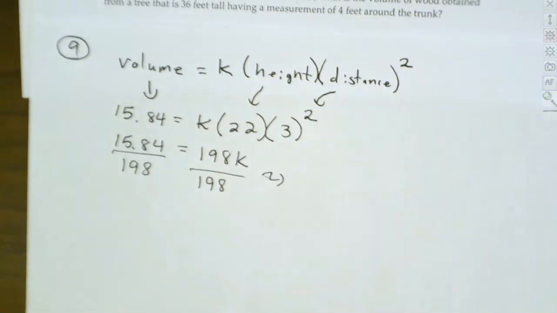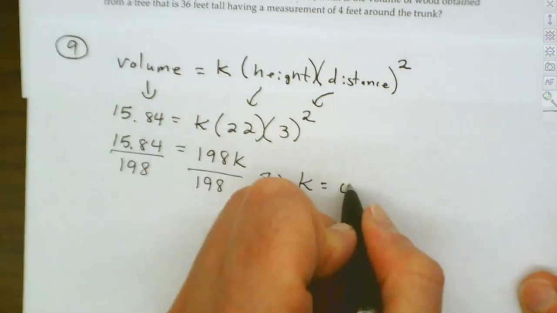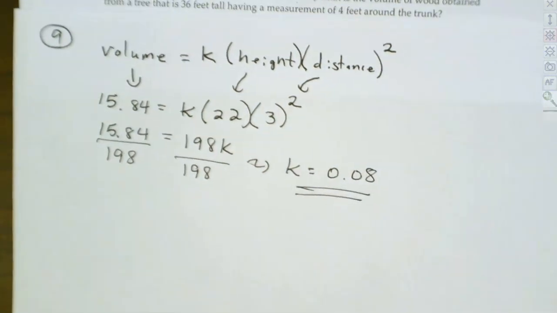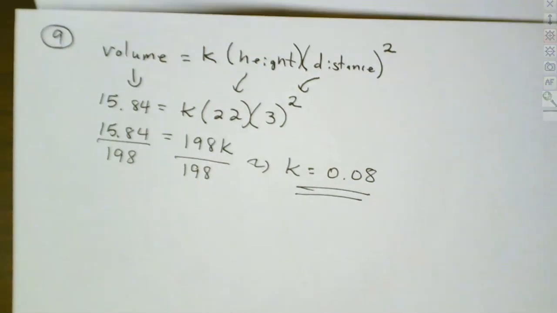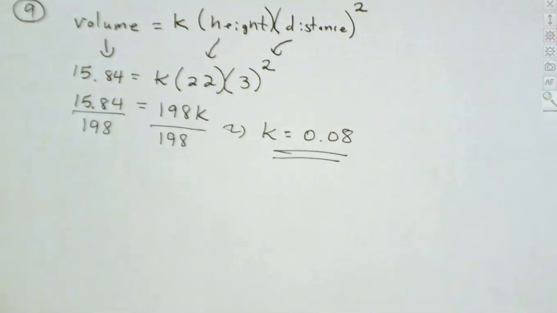So 15.84, we're going to divide that by 198. And that comes out to be k equaling 0.08. Now, what might k represent? Well, k might represent the type of tree. Some trees are denser than others, have a higher volume. So this might be maybe a maple tree. Maybe a walnut tree would have a different k. That's what k is. It's specific to something.